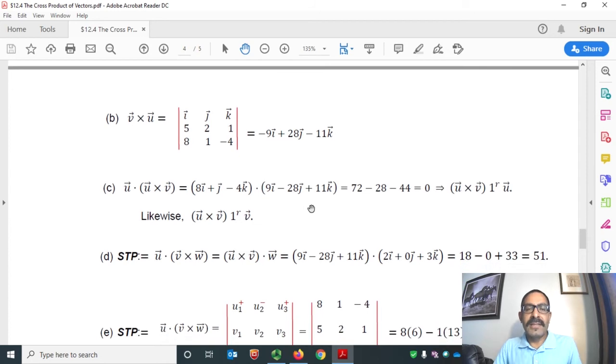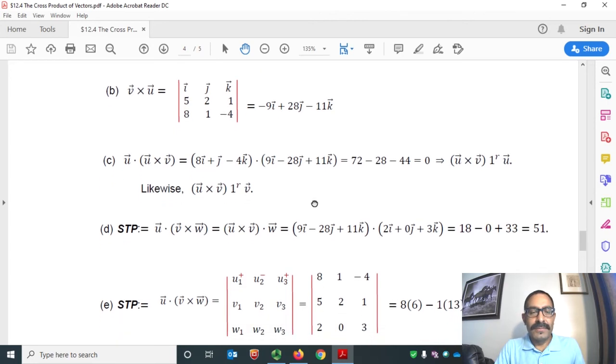The idea is we multiply the corresponding components and add them. So we multiply 8 times 9, multiply 1 times minus 28, multiply minus 4 times 11, and add them, which is 0. So this verifies that U cross V is orthogonal to U. Similarly, U cross V is orthogonal to V. So to show this part, all you need to show is the dot product of U cross V with V equals 0. Awesome. Let's continue.